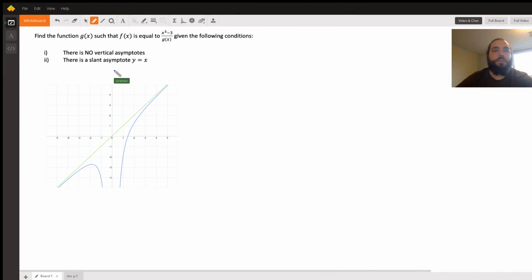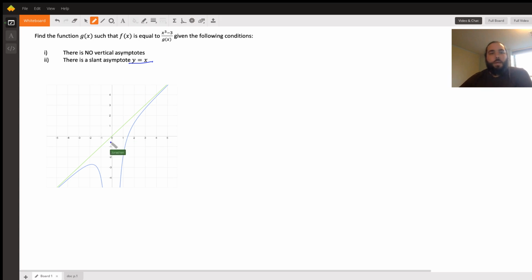Okay, here we have a question, and the question is to find the function g of x such that f of x is equal to x cubed minus 3 divided by g of x, given the following conditions. There are no vertical asymptotes, and there is a slant asymptote at y is equal to x.